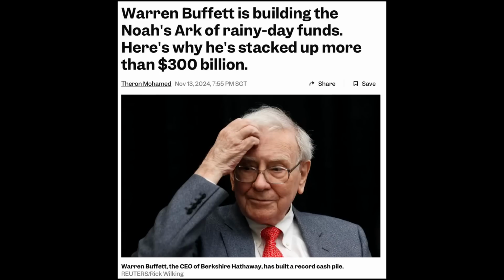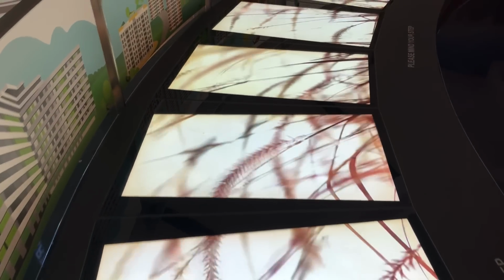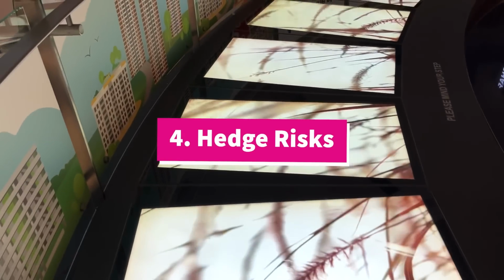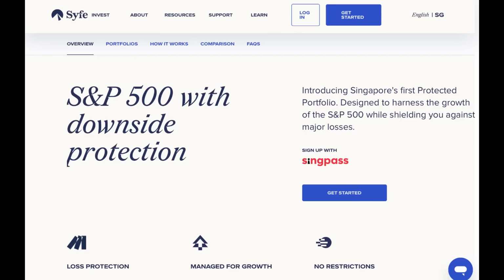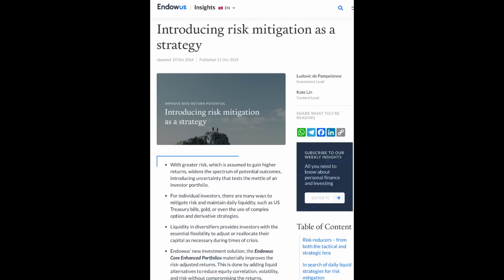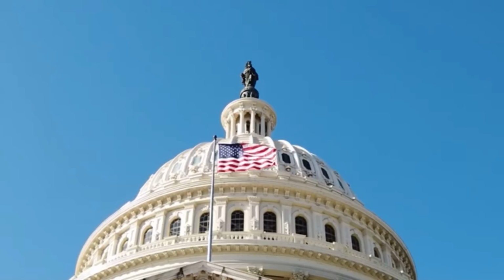Even legendary investor Warren Buffett has raised cash levels to historical highs in Berkshire Hathaway, signaling the importance of being ready for future opportunities. 4. Hedge risks. Hedging is a valuable strategy to manage risks during uncertain times. One option is to diversify into funds designed for downside protection, such as the SIFE Downside Protection Portfolio or Endowus Core Enhanced Funds with exposures to global systematic long/short strategies. These funds aim to preserve capital during downturns while allowing some participation in market gains. And let me be clear, I'm not promoting these funds, but these features may be worth exploring.